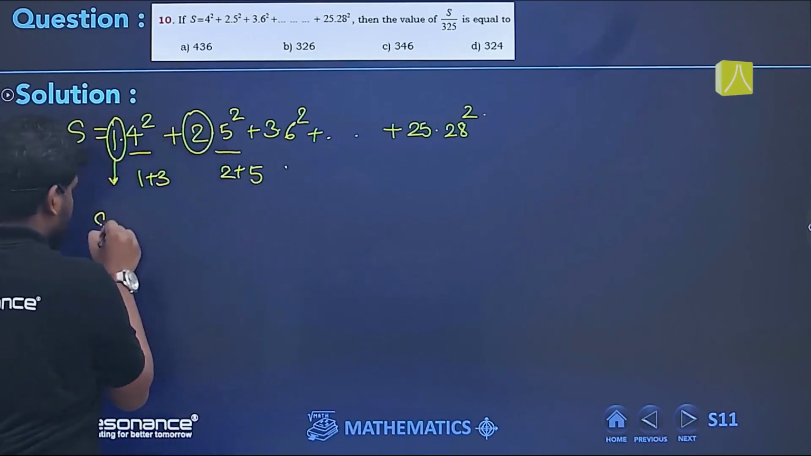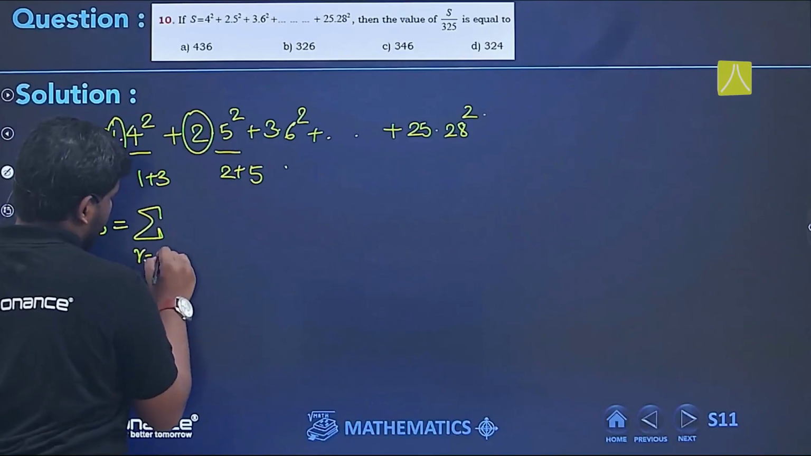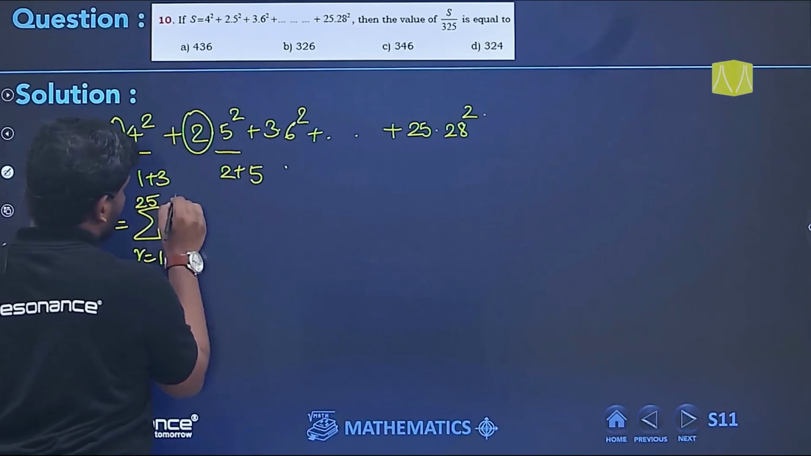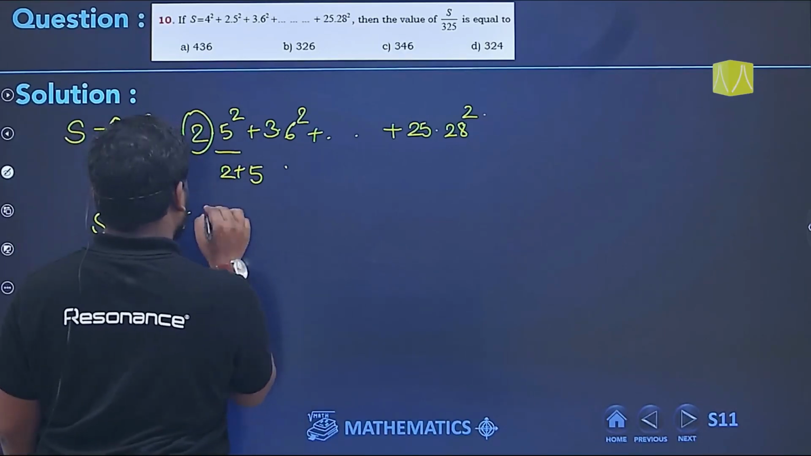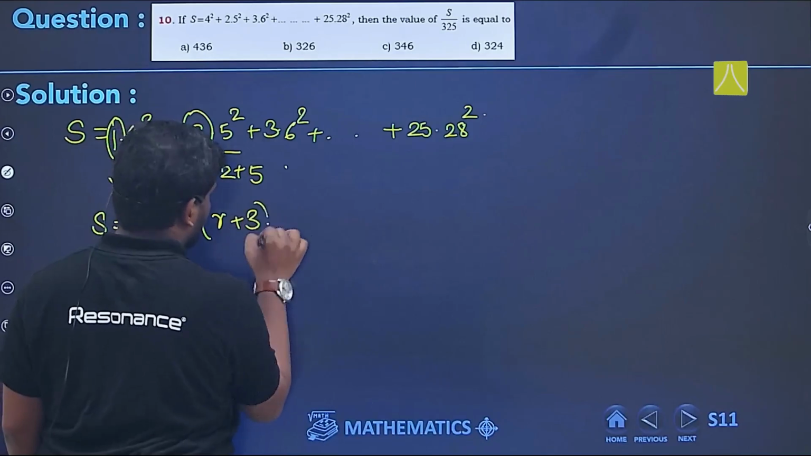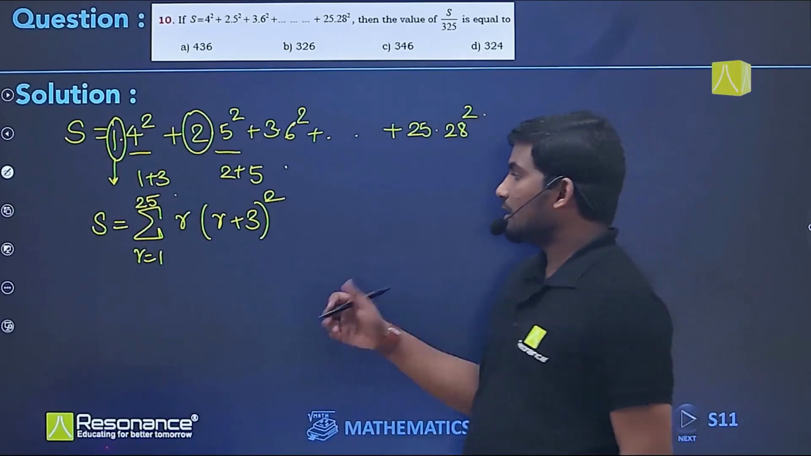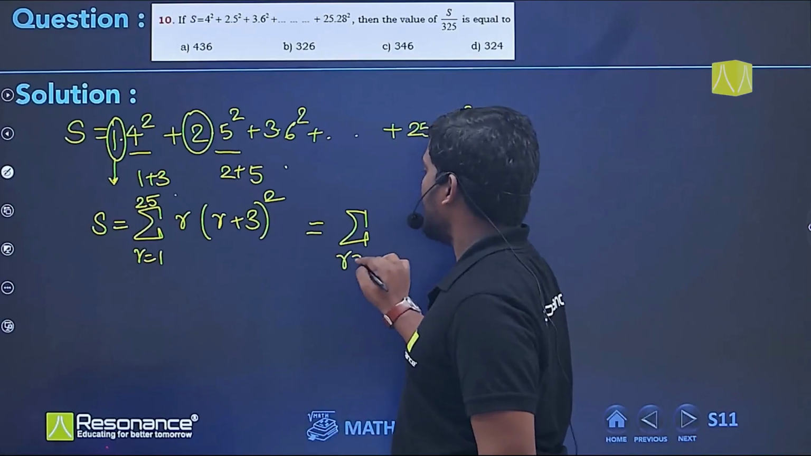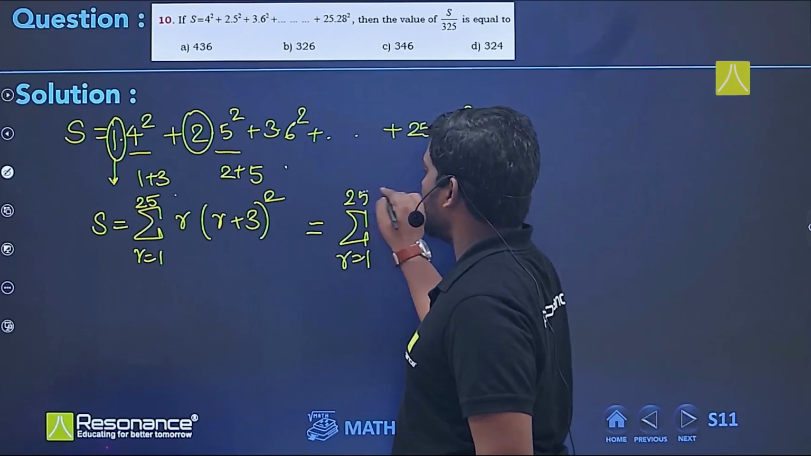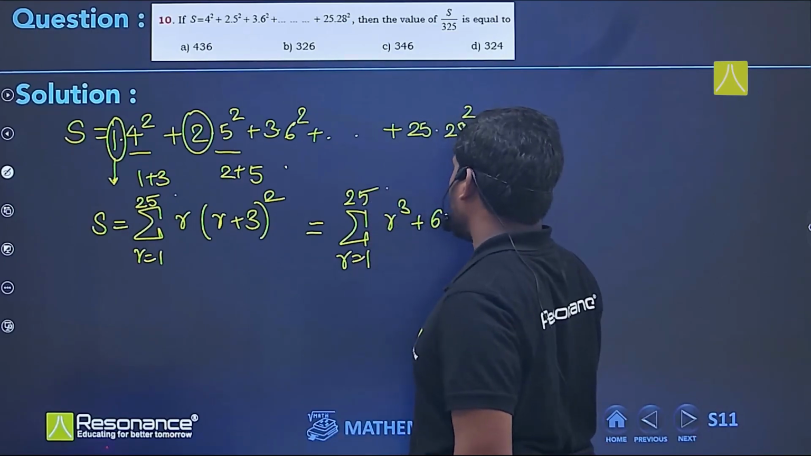So the summation is sigma r is 1 to 25, r into (r plus 3) whole square, right? Here on it's pretty simple, right? Now this becomes sigma r is 1 to 25 of r cube plus 6r square plus 9r.